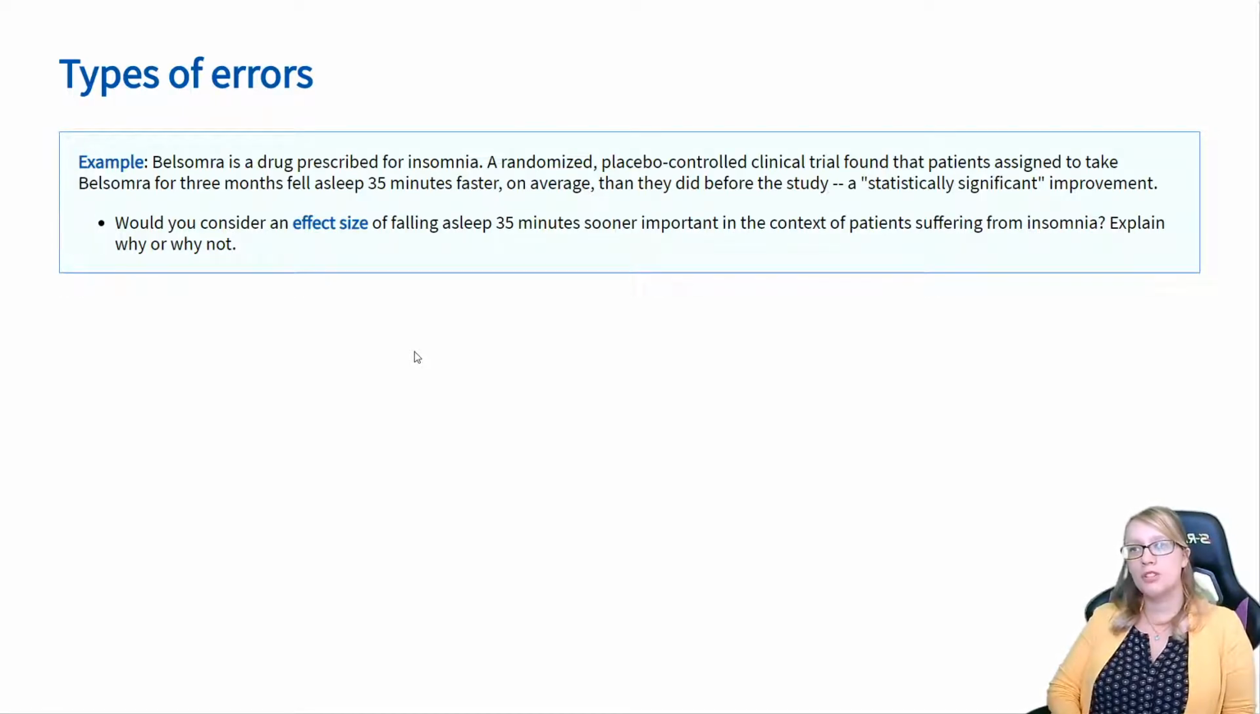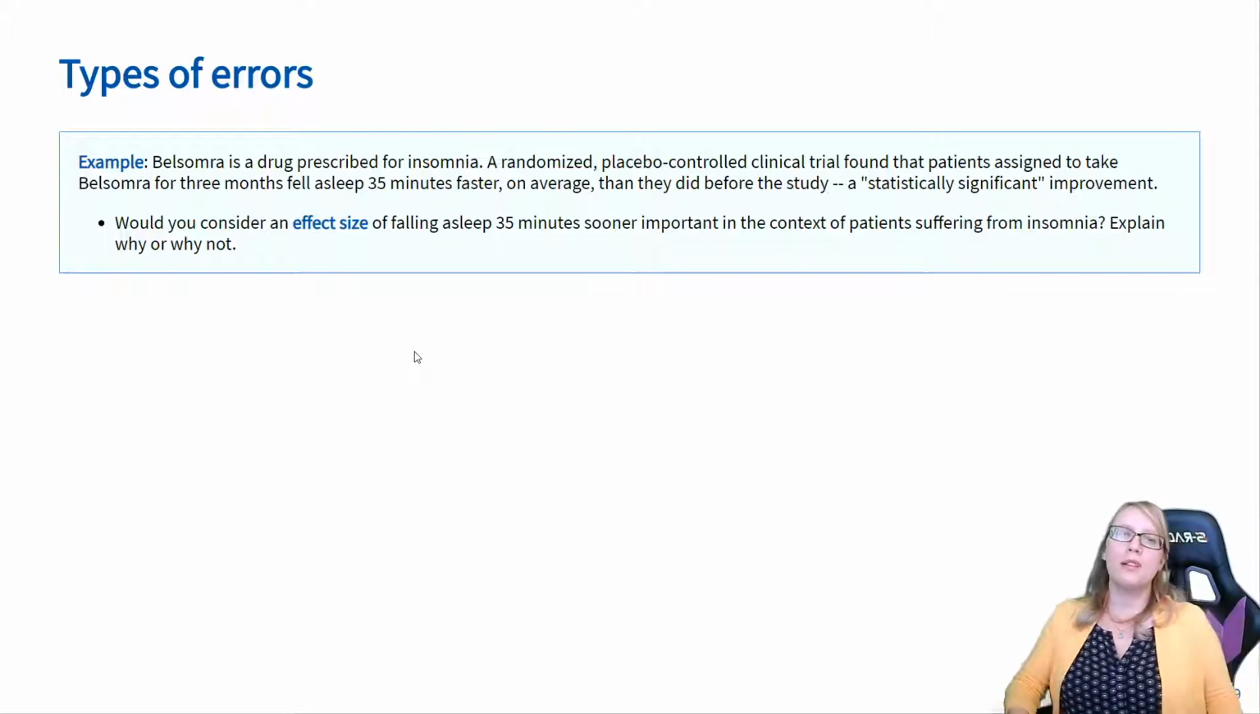Belsomra is a drug prescribed for insomnia. We have a randomized placebo-controlled clinical trial that finds that patients assigned to take Belsomra for 3 months fell asleep 35 minutes faster on average than they did before the study. The study reports that this is a statistically significant improvement. Basically, their p-value was less than 0.05.